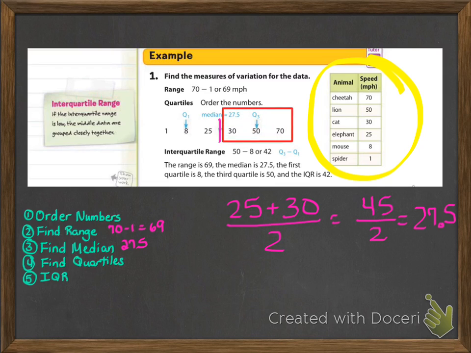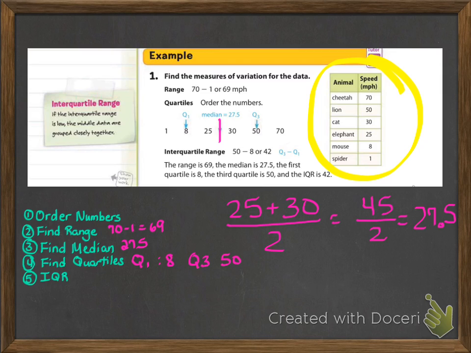So then don't forget to find your third quartile. The third quartile is the median of the second half of your numbers. Once again, you have a 30, a 50, a 70. The number smack dab in the middle is a 50. So you don't have to do any calculation to figure out the third quartile. All right, let's jot that down here. We found that our first quartile, Q1, is 8, and Q3, our third quartile, is 50.